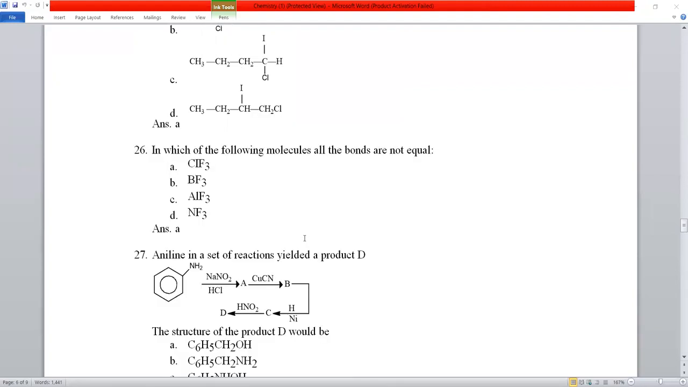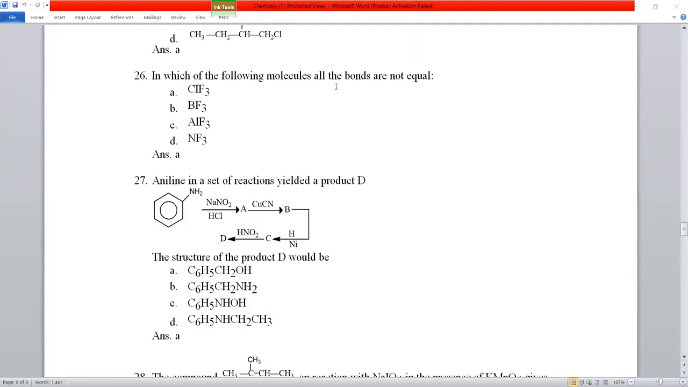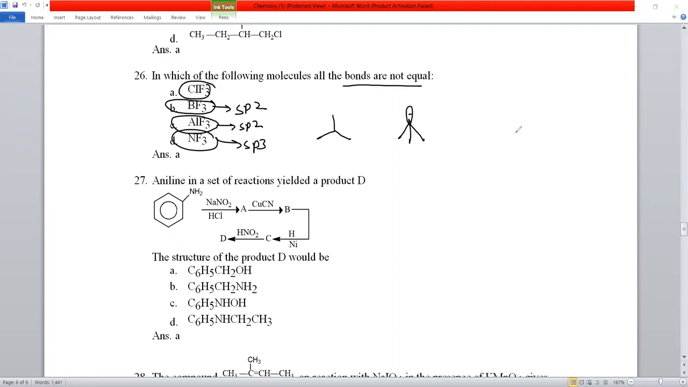Next, question number 26. Which of the following molecules has all bonds not equal? BF3 is sp2 hybridization, trigonal planar. AlF3 also will be sp2 hybridization. And NF3 is sp3 hybridization. In the sp2 cases, trigonal planar, the bonds are equal. Even in sp3 pyramidal shape, all bonds are equal. When you go for ClF3, we have a T shape.